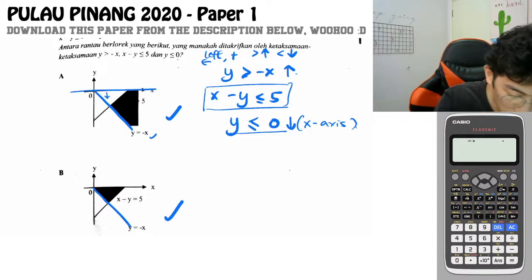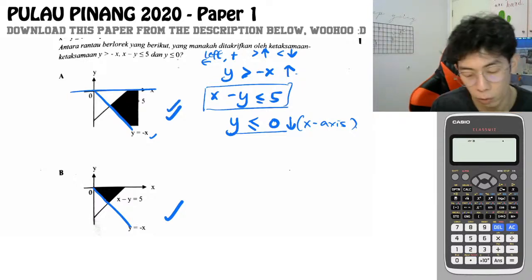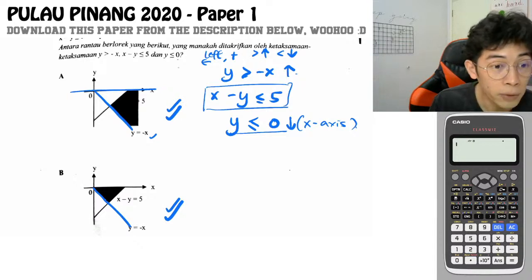Correct. Sorry, correct. Okay, correct, because that's the one that is correct. Okay, it is at the bottom part. So this one is acceptable. This one is acceptable. So we have to check the last one. So this one.